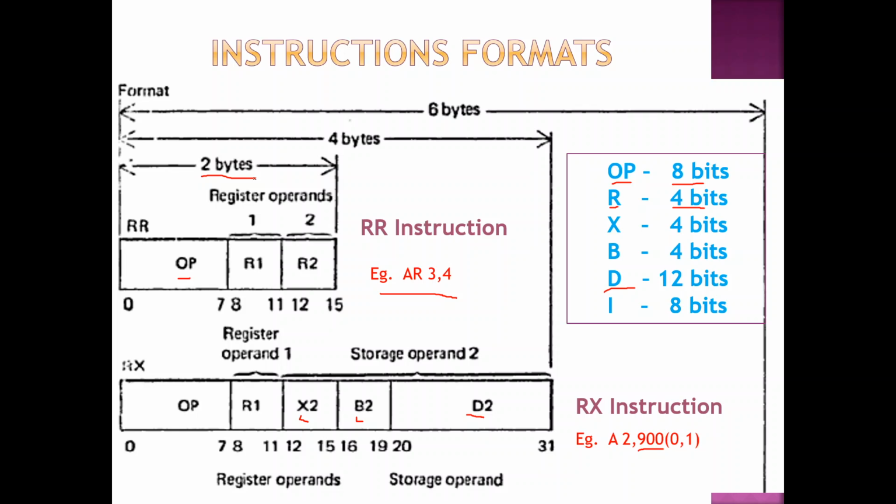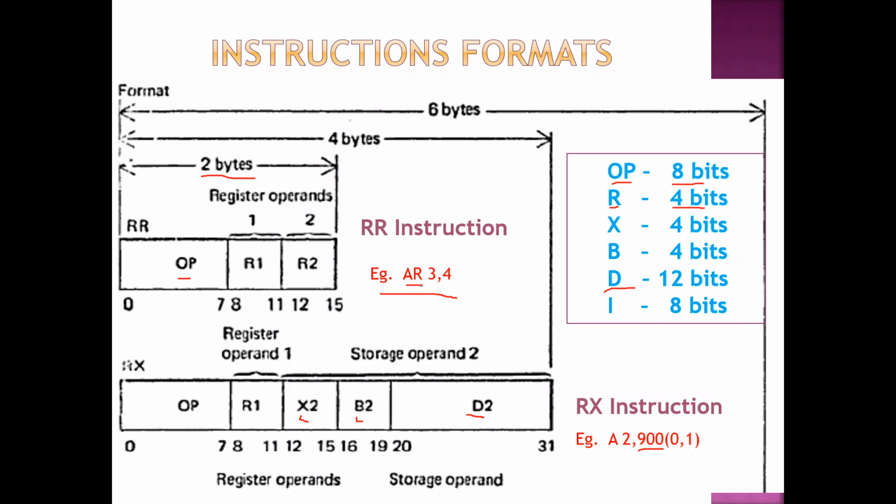Can I give an example so that I understand why this format? One example of RR instruction is AR, add register. What does it mean? I will be giving two registers, register 3 and register 4. So contents of register 4 have to be added to the contents of register 3 and the sum has to be stored in register 3 itself. This is one instruction. It is called the AR instruction, and it is an RR instruction.